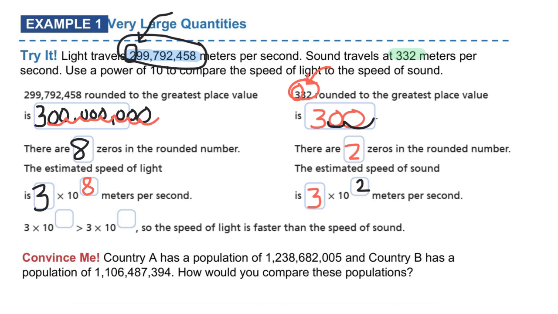So now, I just want you to pay attention. For estimating, the number of zeros happens to be your exponent. Now, it's not always going to be, but for this lesson it is. So we are comparing 3 times 10 to the 8th power to 3 times 10 to the 2nd power. Our 3's are the same, so we're just really comparing our exponents, and 10 to the 8th is more than 10 to the 2nd.